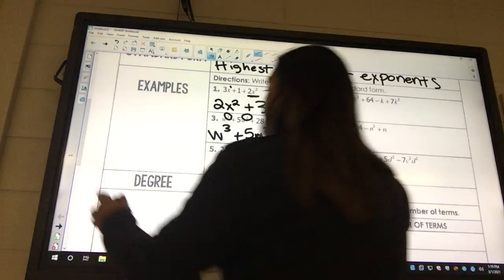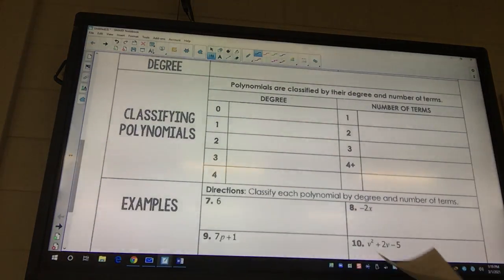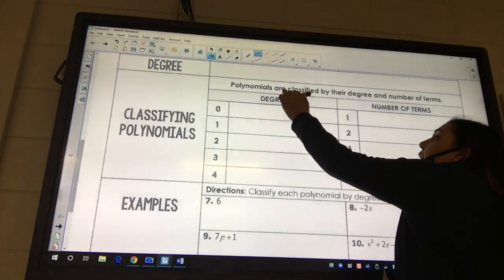All right, look at this. Next part, classifying polynomials. Polynomials are classified by their degree and number of terms. Right here, by degree, I want you to write exponent.